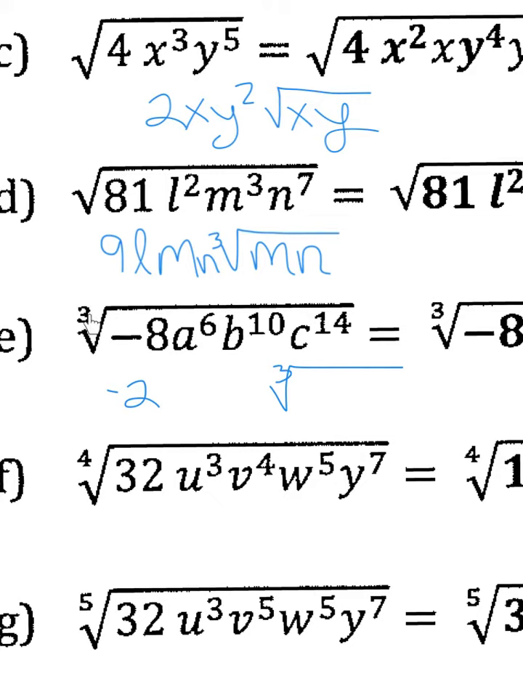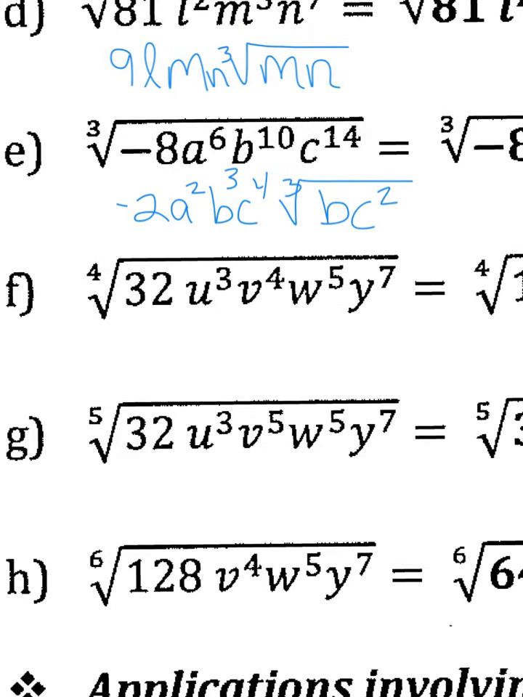Then I make groups of 3. How many groups of 3? In a to the 6, there are 2 groups of 3, no leftovers. How many groups of 3 in b to the 10? There will be 3 groups of 3 with 1 left over. And again, 10 divided by 3 is 3 with 1 remainder. How many groups of 3 in c to the 14? Well, 3 goes into 14 4 times, but that only makes 12, so there'll be 2 left over on the inside.